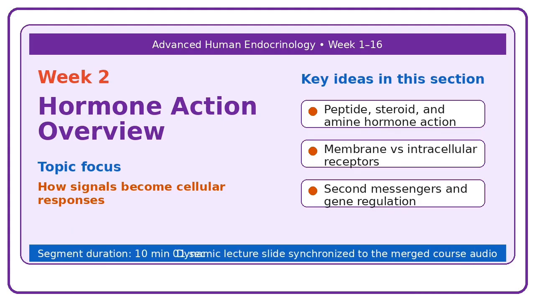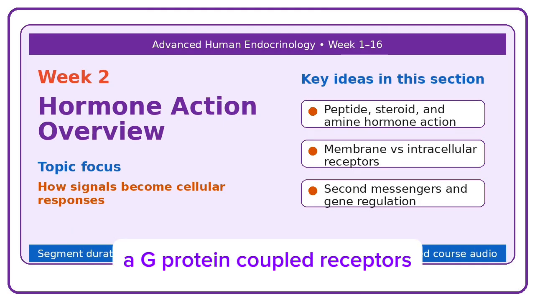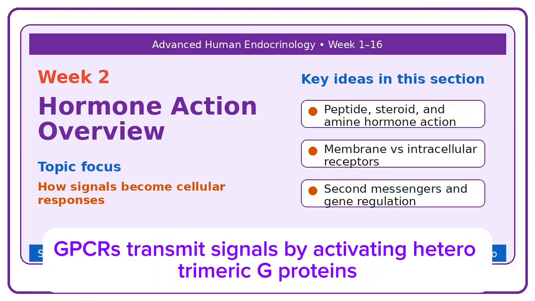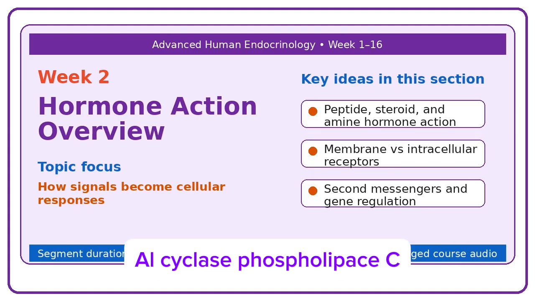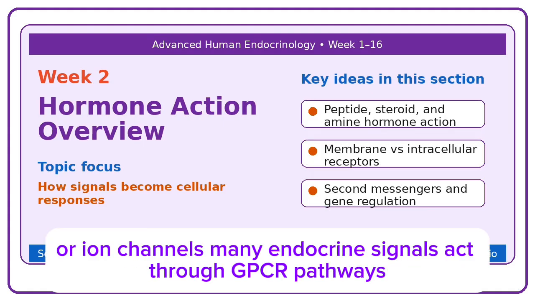A. G protein-coupled receptors. G protein-coupled receptors, GPCRs, transmit signals by activating heterotrimeric G proteins. These G proteins then regulate downstream effectors such as adenylyl cyclase, phospholipase C, or ion channels. Many endocrine signals act through GPCR pathways.